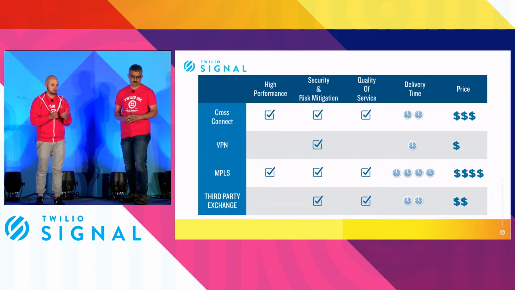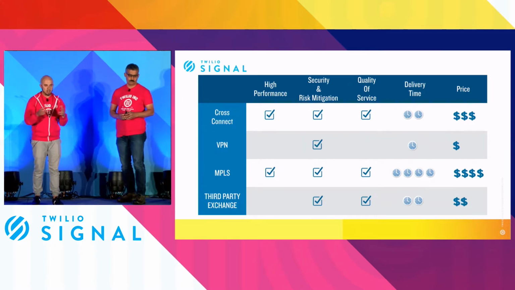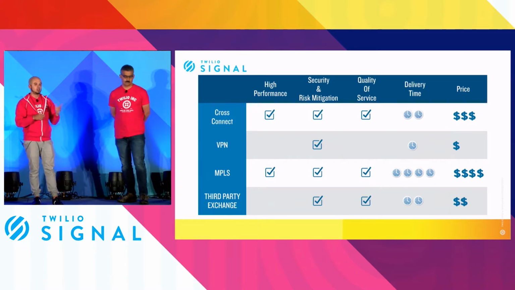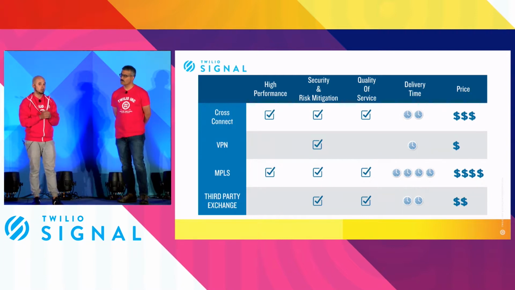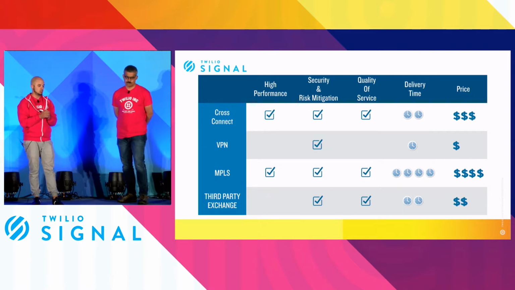And then lastly, the third-party exchanges. So of course, you have the security and risk mitigation. You know where the traffic is going. You have the quality of service. The performance, it depends. Every exchange is a little bit different, so we don't want to put the checkbox here for all of them. It just depends on how that exchange is configured, how much traffic is going across. Some of them do perform very, very well, but it just depends on the exchange.